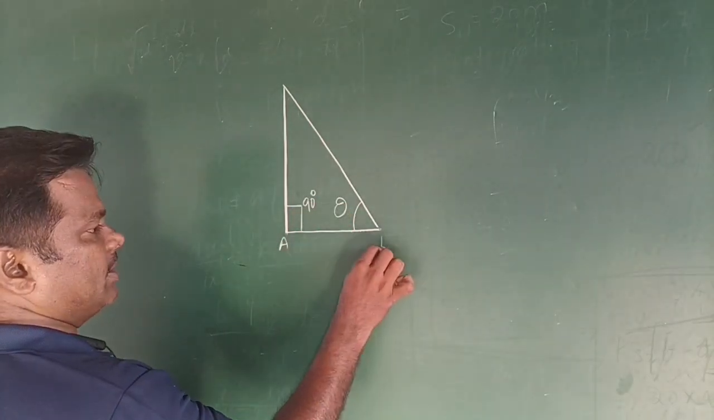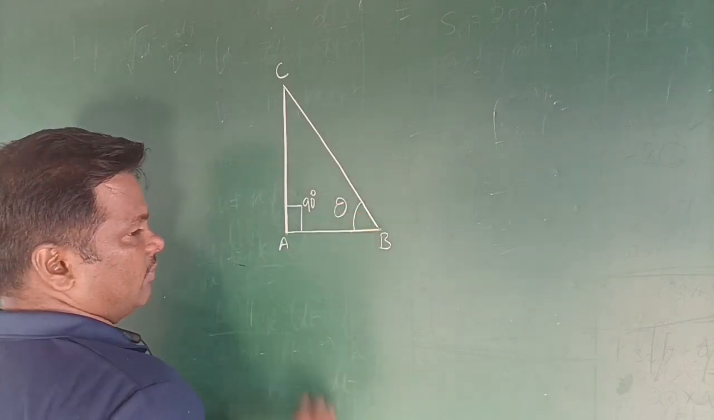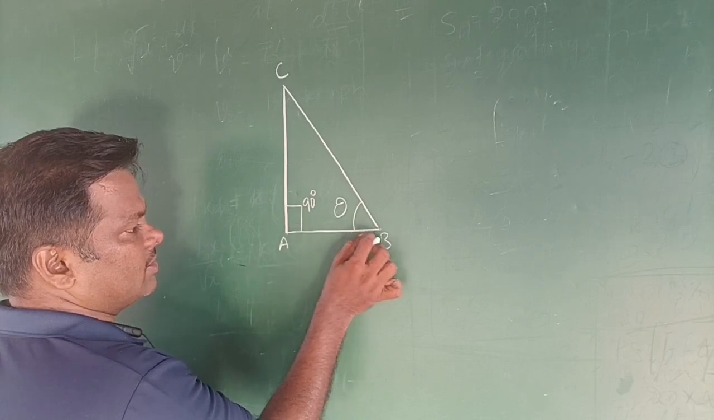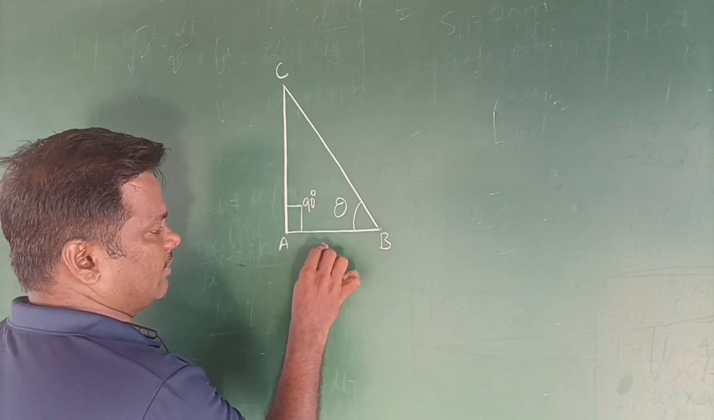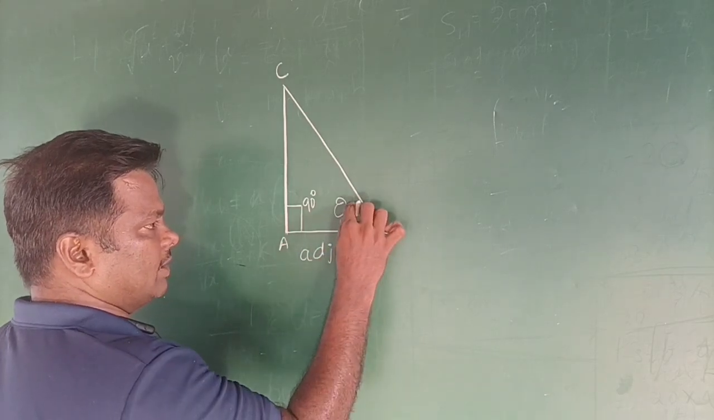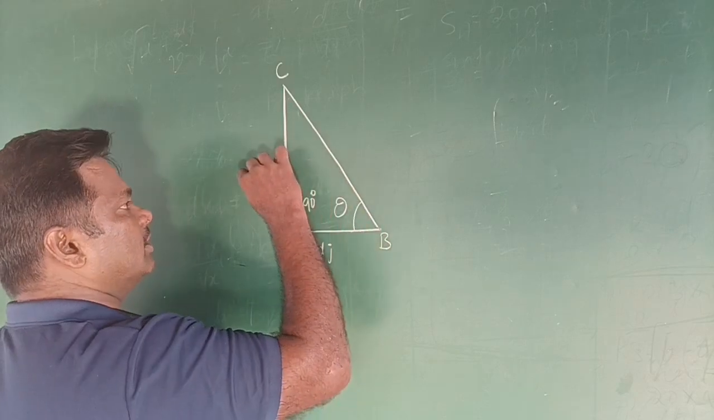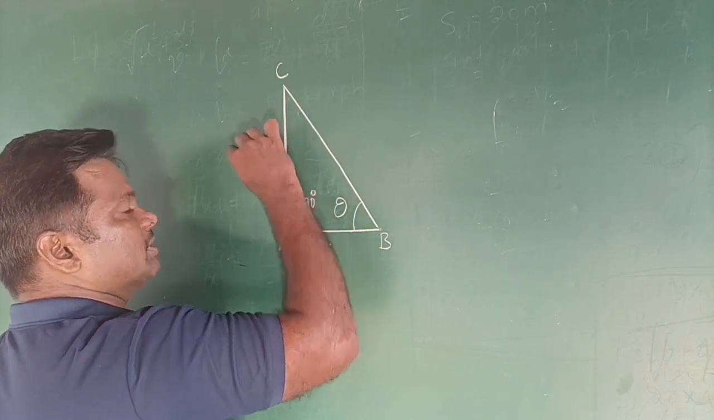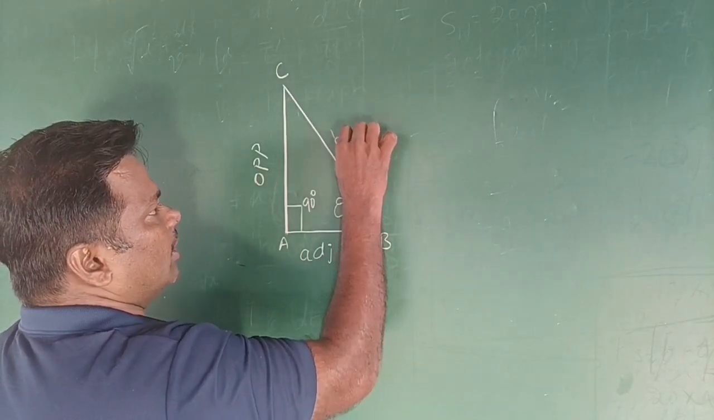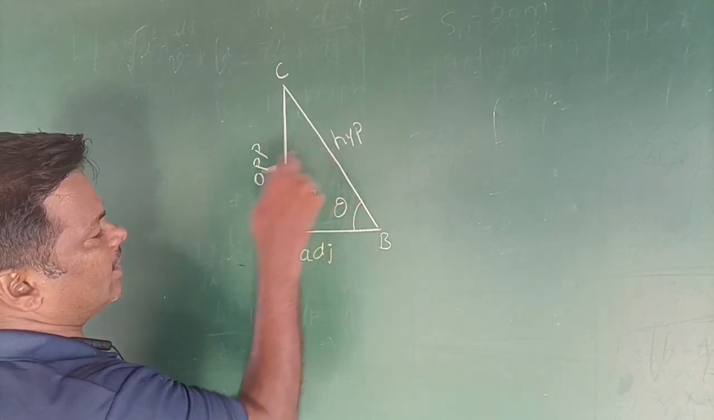A, B, C are the vertices of the right angle triangle. The side which is in contact with both the 90 degrees and theta is the adjacent side. Exactly opposite to theta, not linked with theta, is the opposite side. And this one is the hypotenuse.